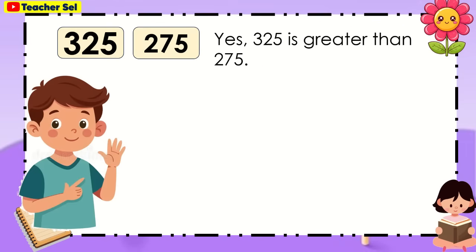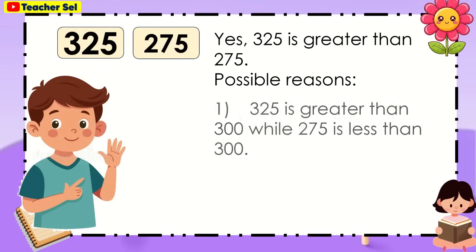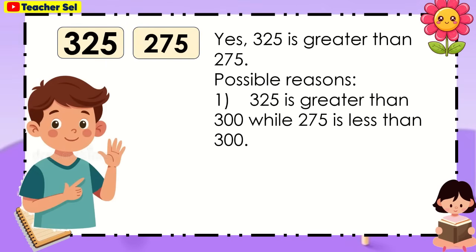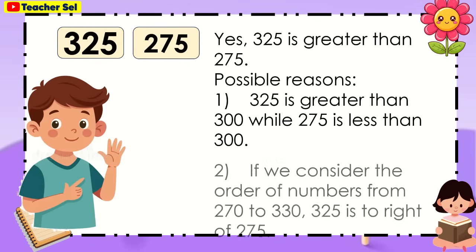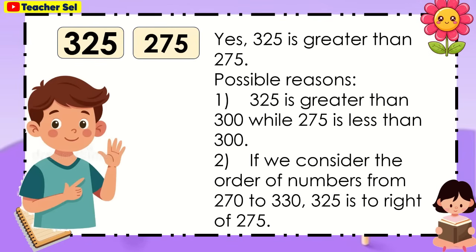Yes, 325 is greater than 275. For the possible reasons, 325 is greater than 300, while 275 is less than 300. If we consider the order of numbers from 270 to 330, 325 is to the right of 275.